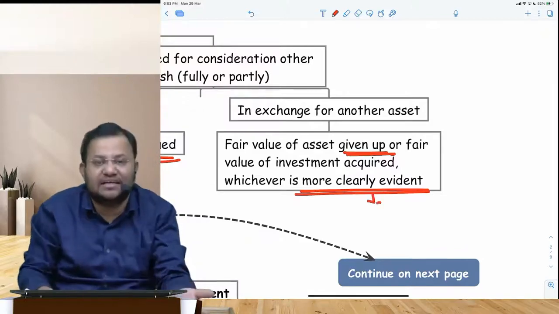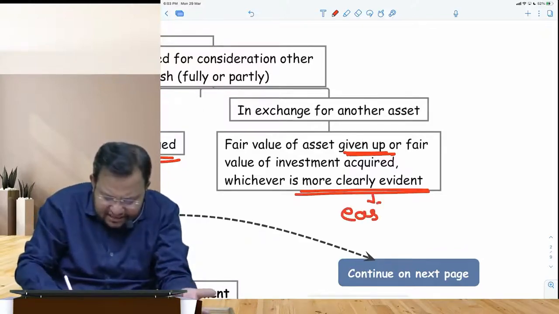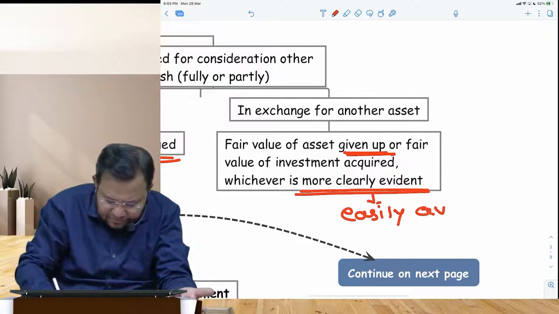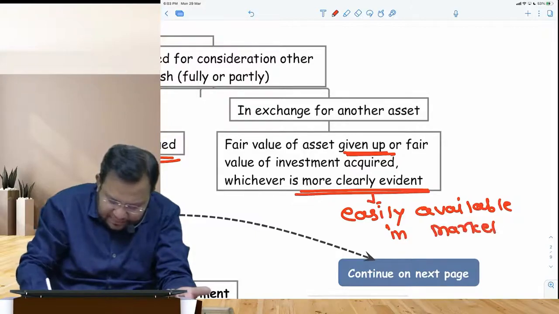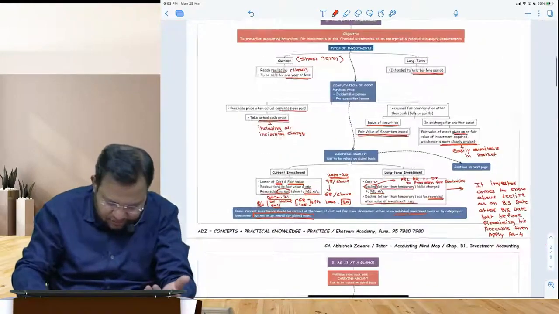What do you mean by clearly evident? Whichever is easily available in the market. Whichever is more traded in the market, easily available in the market, usko consider karke aap cost of investment decide karo.